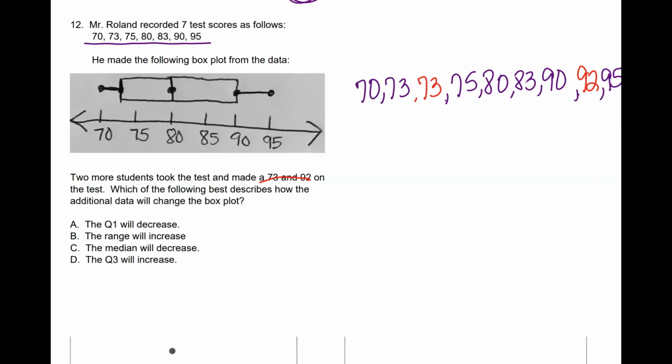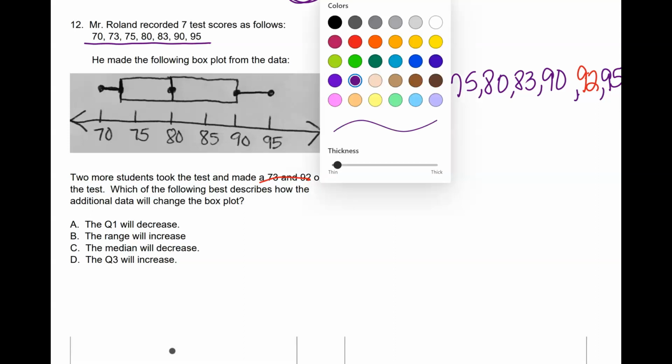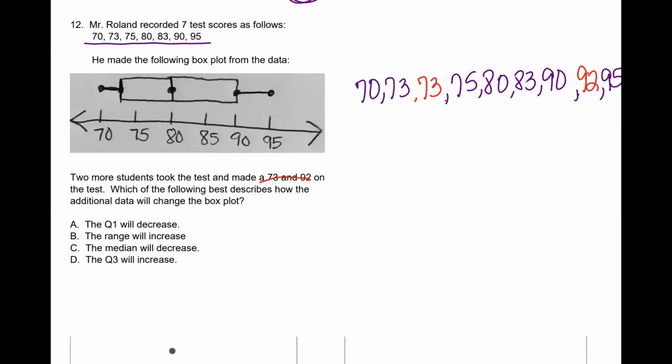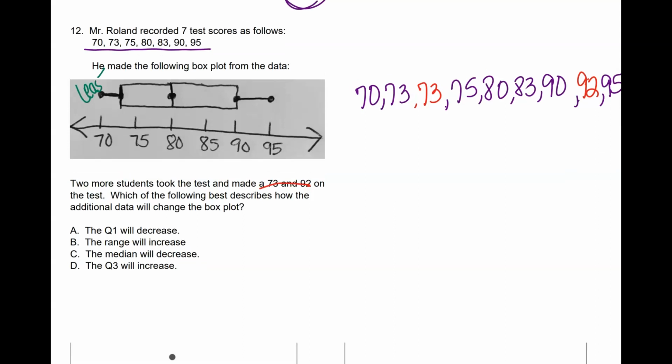Which of the following best describes how the additional data will change the box plot? Okay, so let's go ahead and label the box plot with what we know. So this is going to be our least number, okay, which is our minimum. This one is our maximum.